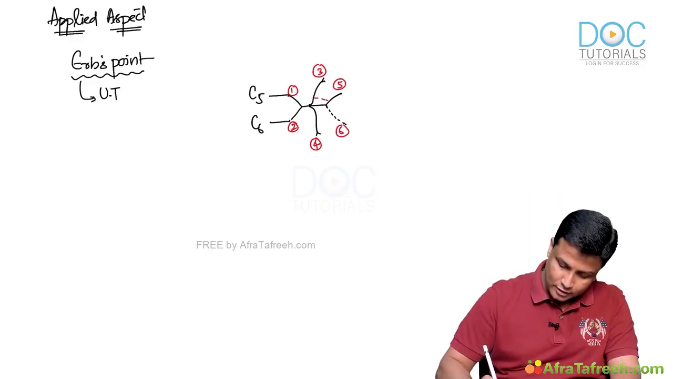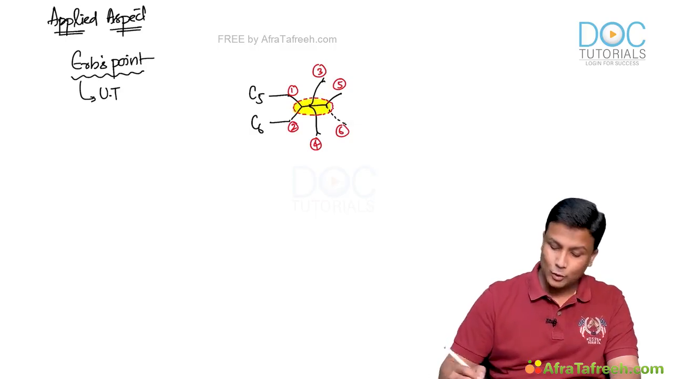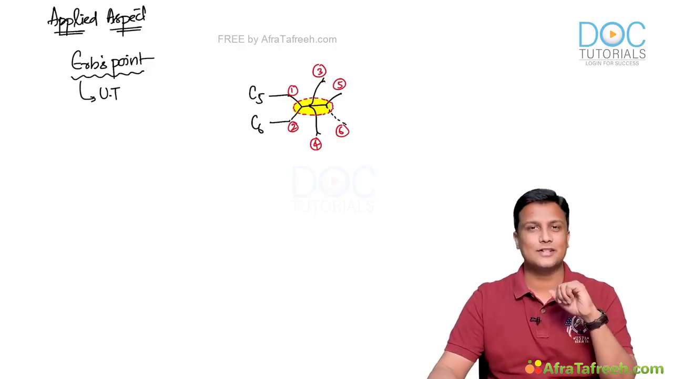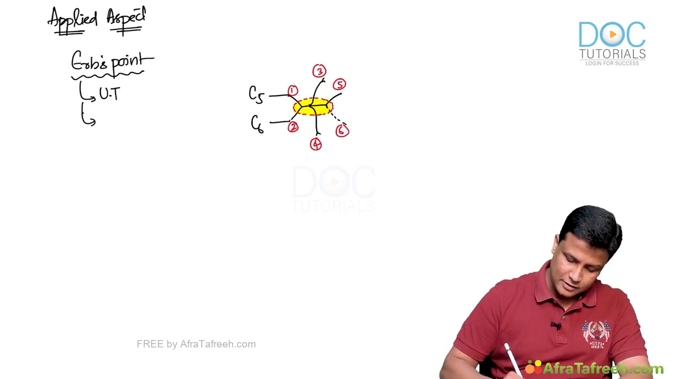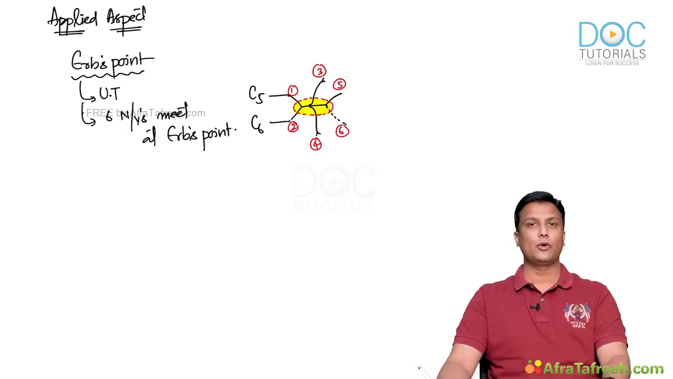So in total, how many nerves are going to meet at the upper trunk? You can clearly see in my diagram here, there are totally 6 nerves meeting at the upper trunk, and that itself is nothing but the Erb's point. So how many nerves meet at the Erb's point, sir? 6 nerves will meet at the Erb's point, guys.